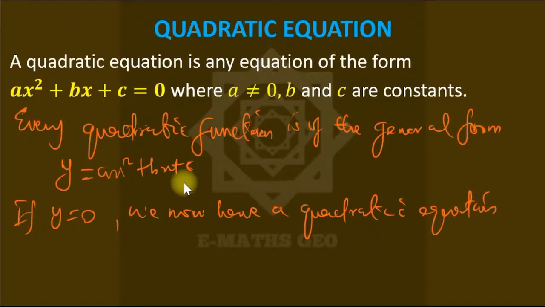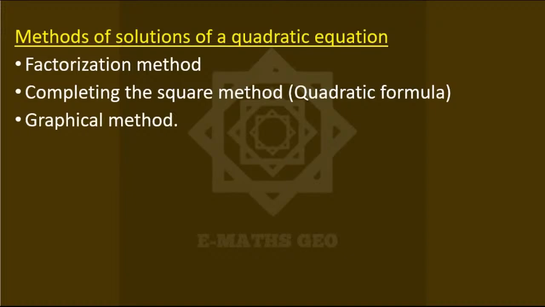We have 3 ways of solving that. The first one is by factorization. The second one is by the quadratic formula. The process is called completing the square, like a proof. And finally, the third method is the graphical method. These are the 3 methods of solving a quadratic equation. Let's start with the first one, which is factorization. That one is the elementary way.